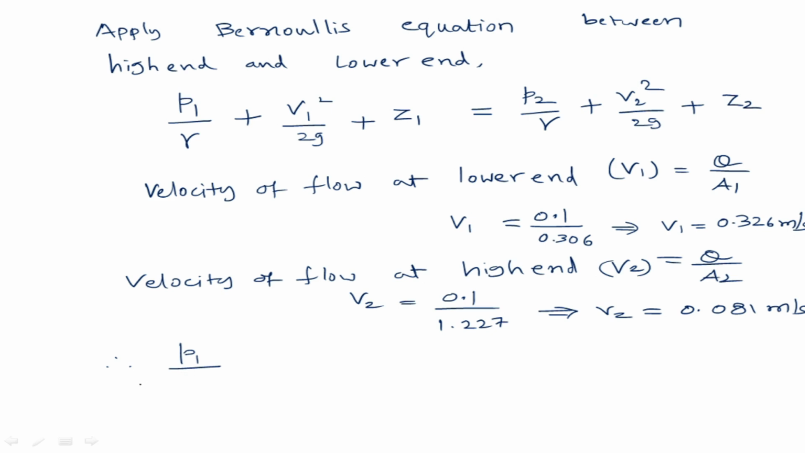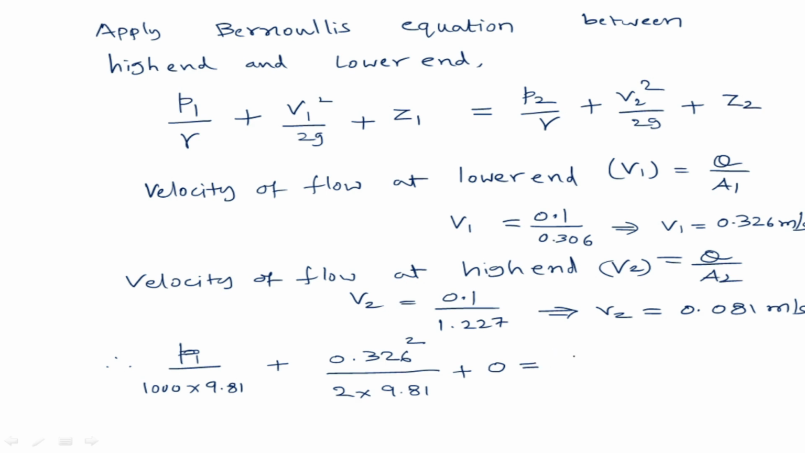From the above equation, P1 by gamma is equal to mass density into acceleration due to gravity. Mass density of water is 1000 into G is 9.81, plus velocity at lower end is 0.326. V1 square is equal to 0.326 whole square divided by 2 into 9.81 plus Z1. There is no datum head at the lower end, so it is 0, is equal to P2.